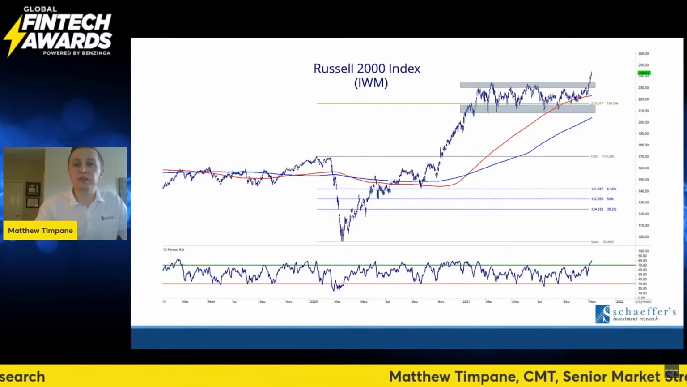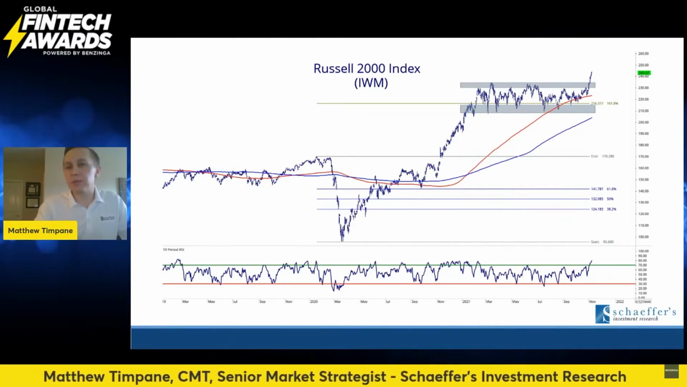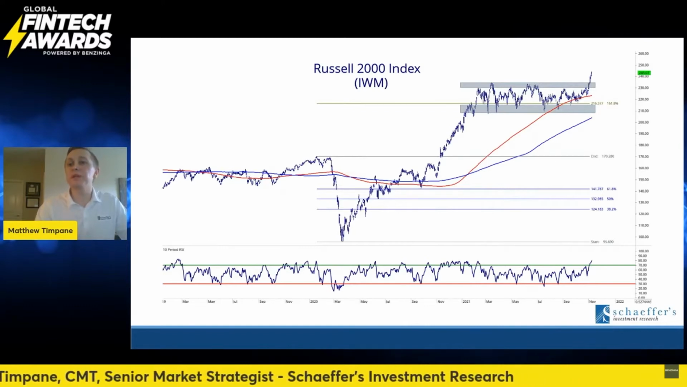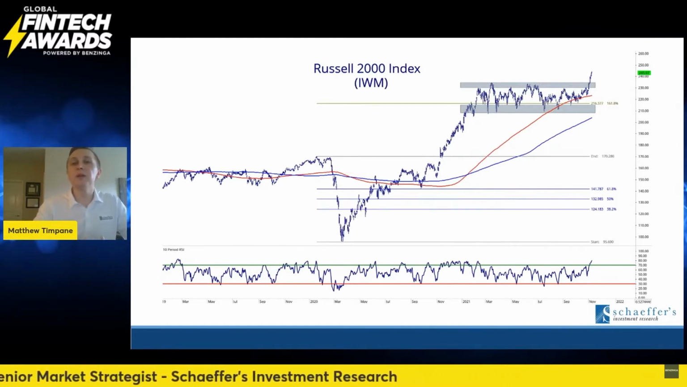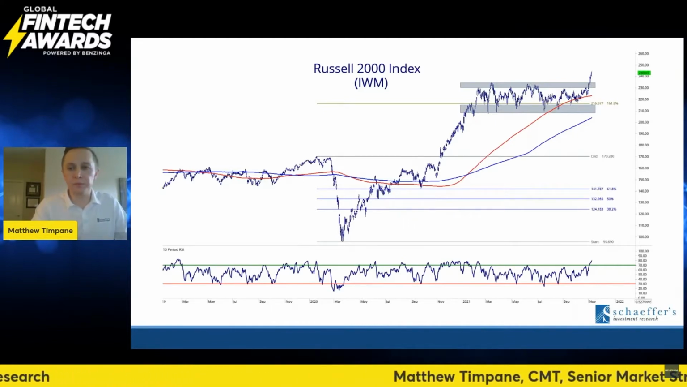Now, what got us extremely bullish was when the divergence finally ended in relative strength. It broke out. We knew that we were probably going to break out to the upside. So now what we would like to see is probably a nice pullback to test that breakout level, but we would like to see small caps continue on in the rally going forward.